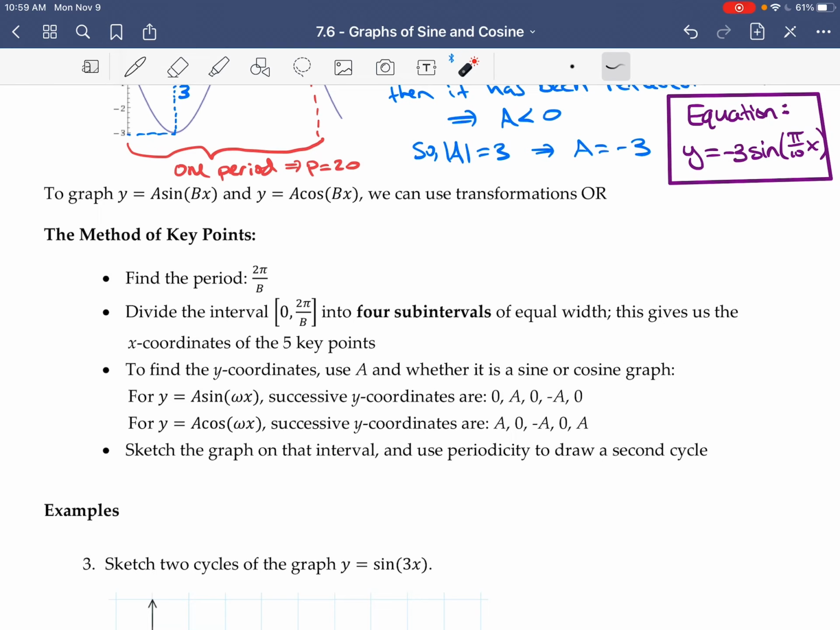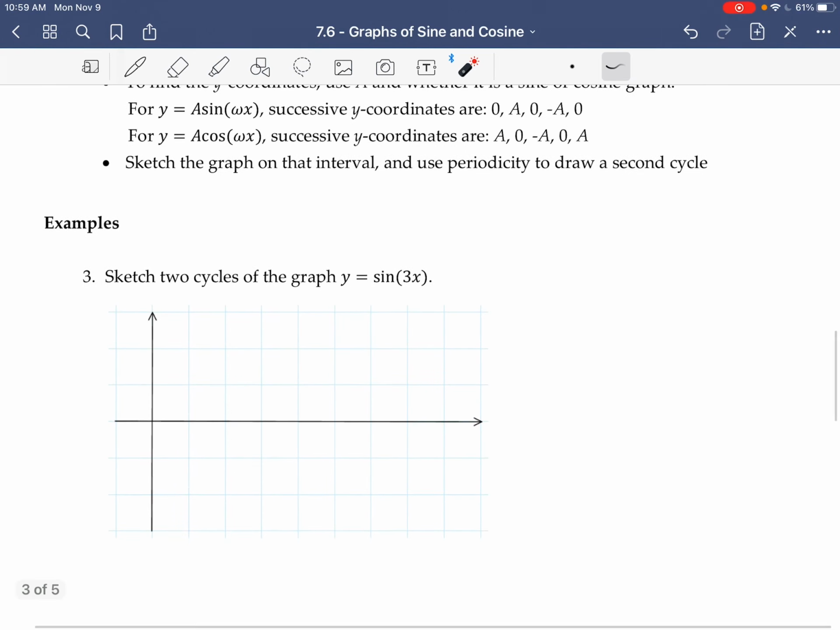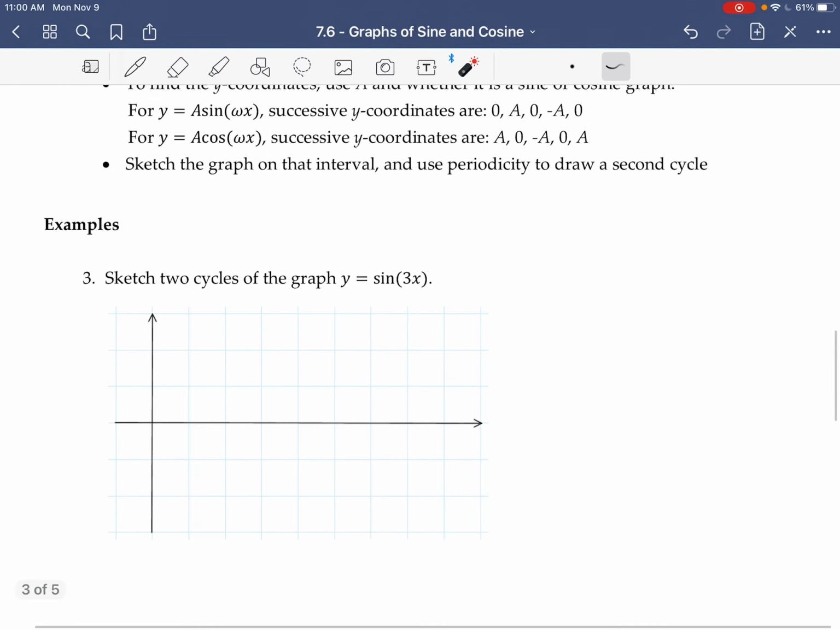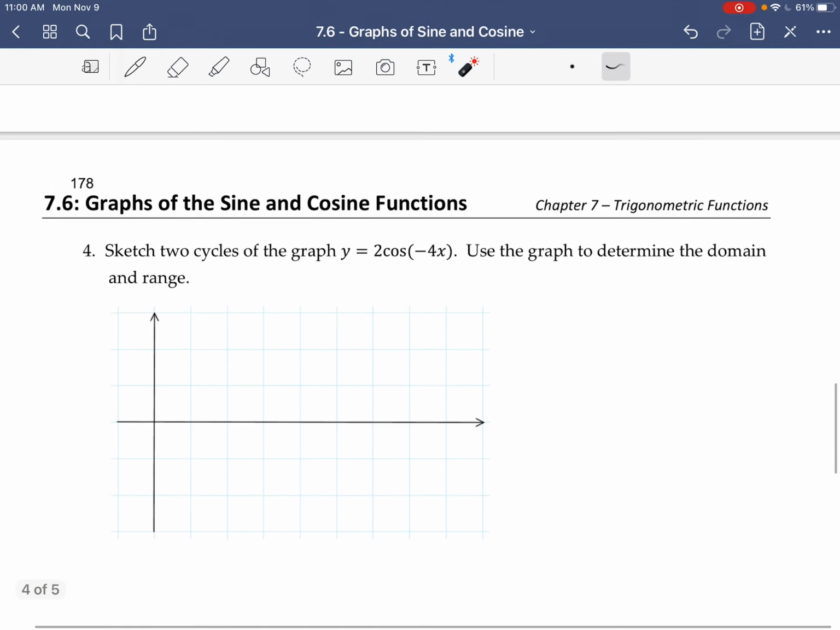So to find the y-coordinates, we use a. So if it looks like these, then for the y-coordinates, think about where the sine value would be 1, and because of the a, it's actually going to be a. Similarly, where the cos values are 1, so they're giving it to you in the order here. But let's just do an example. And actually, I'm going to skip this one and do the next one.